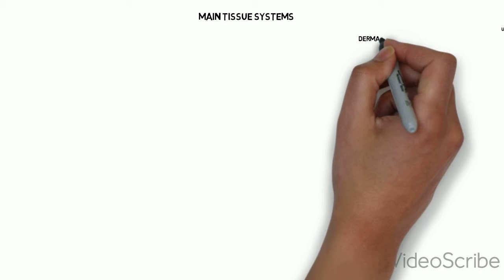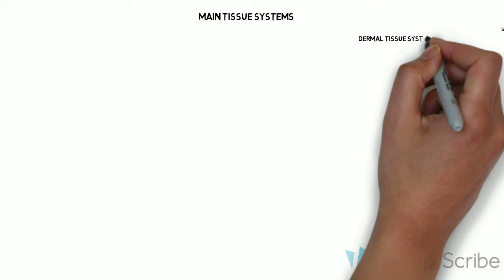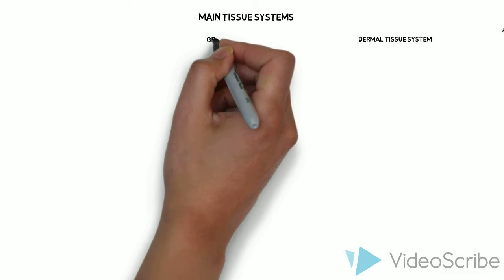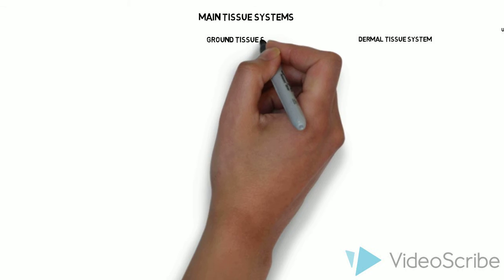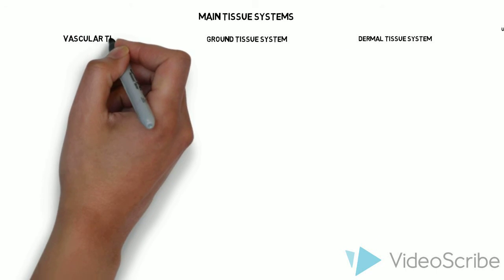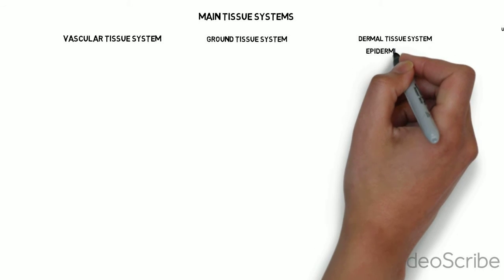Plants, specifically the plant transport system, is made up of three main tissue systems: the dermal tissue system, the ground tissue system, and the vascular tissue system. Each of these systems contain different cells which all complete a different task. This is called cell specialization.